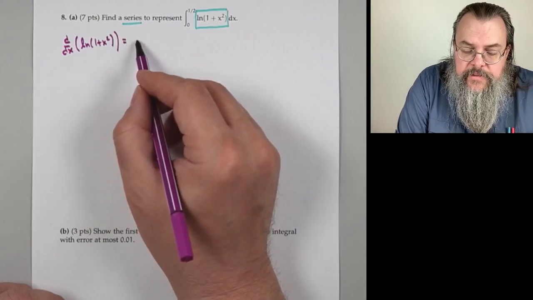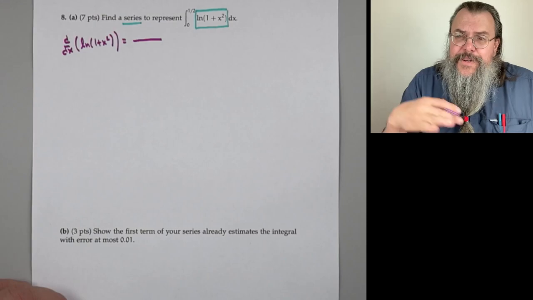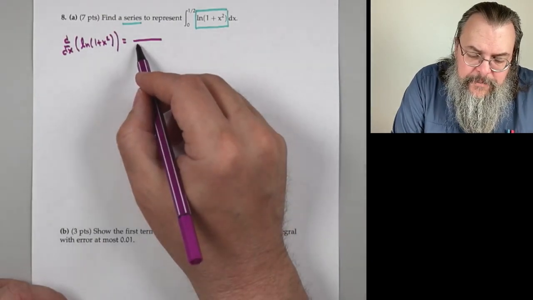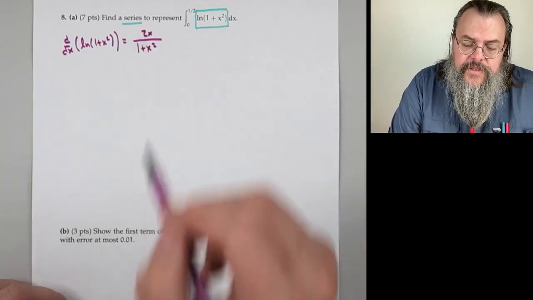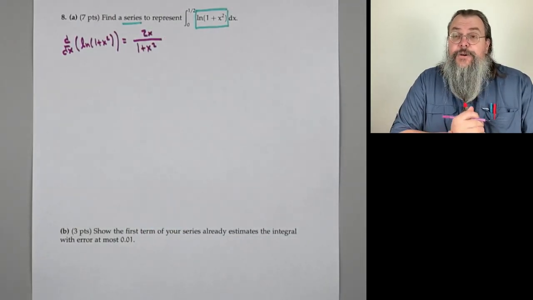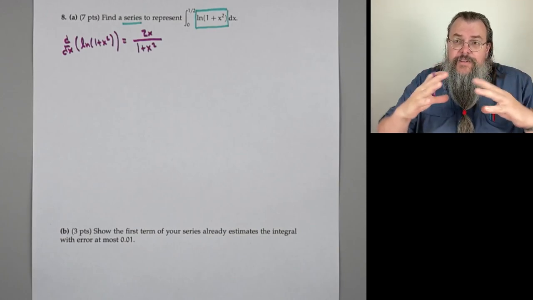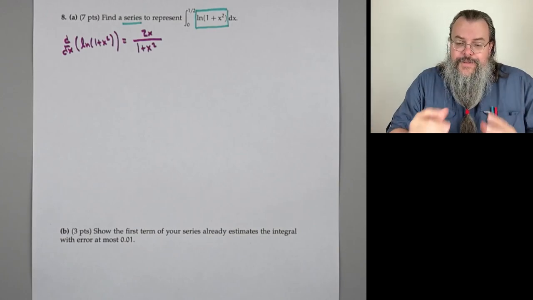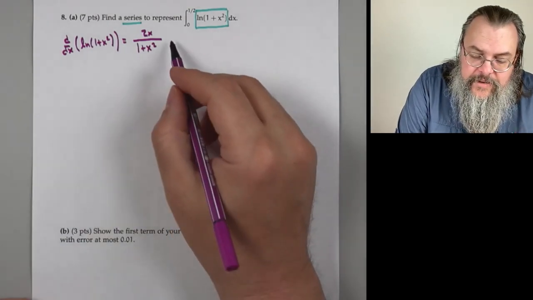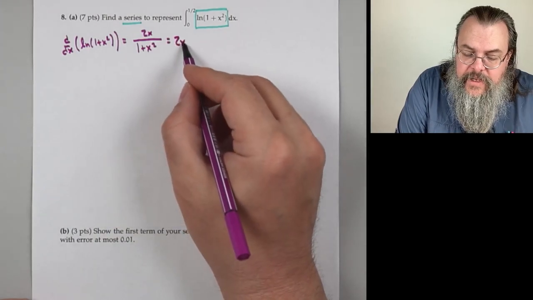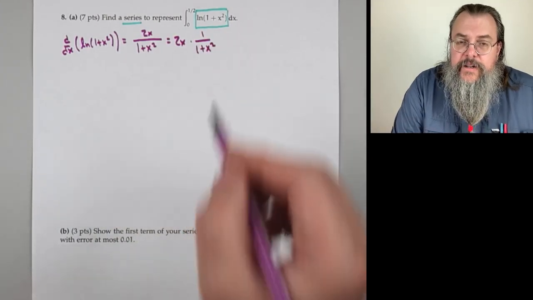And derivatives of logs, usually when you have a log and there's a calculus thing, derivative is a good way to go. You put the inside downstairs, derivative of the inside is upstairs. Now, channeling my series, I like to think of series as polynomials. So I say 2x, beautiful polynomial, so that's good to go as is. But then I have the rest of this, 1 over 1 plus x squared.